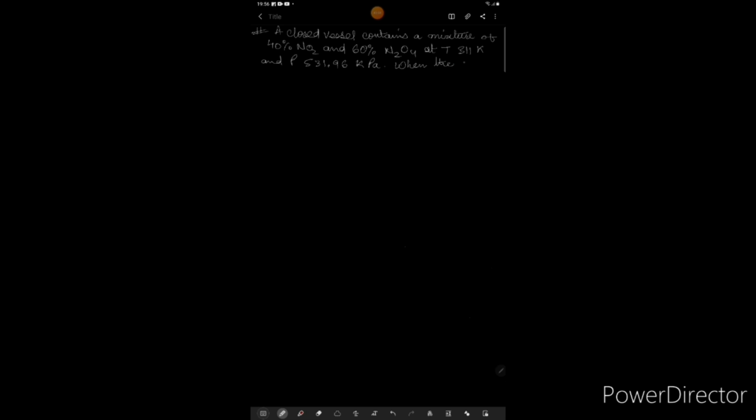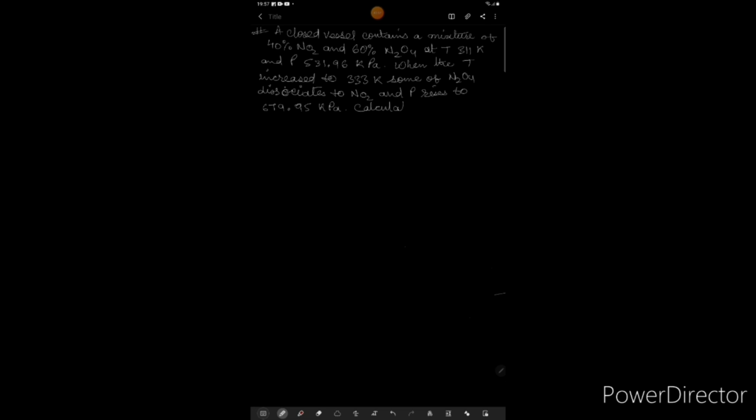When the temperature is increased to 333 Kelvin, some of the N2O4 dissociates to NO2 and pressure rises to 679.95 kilopascal. P1 and P2 are given.